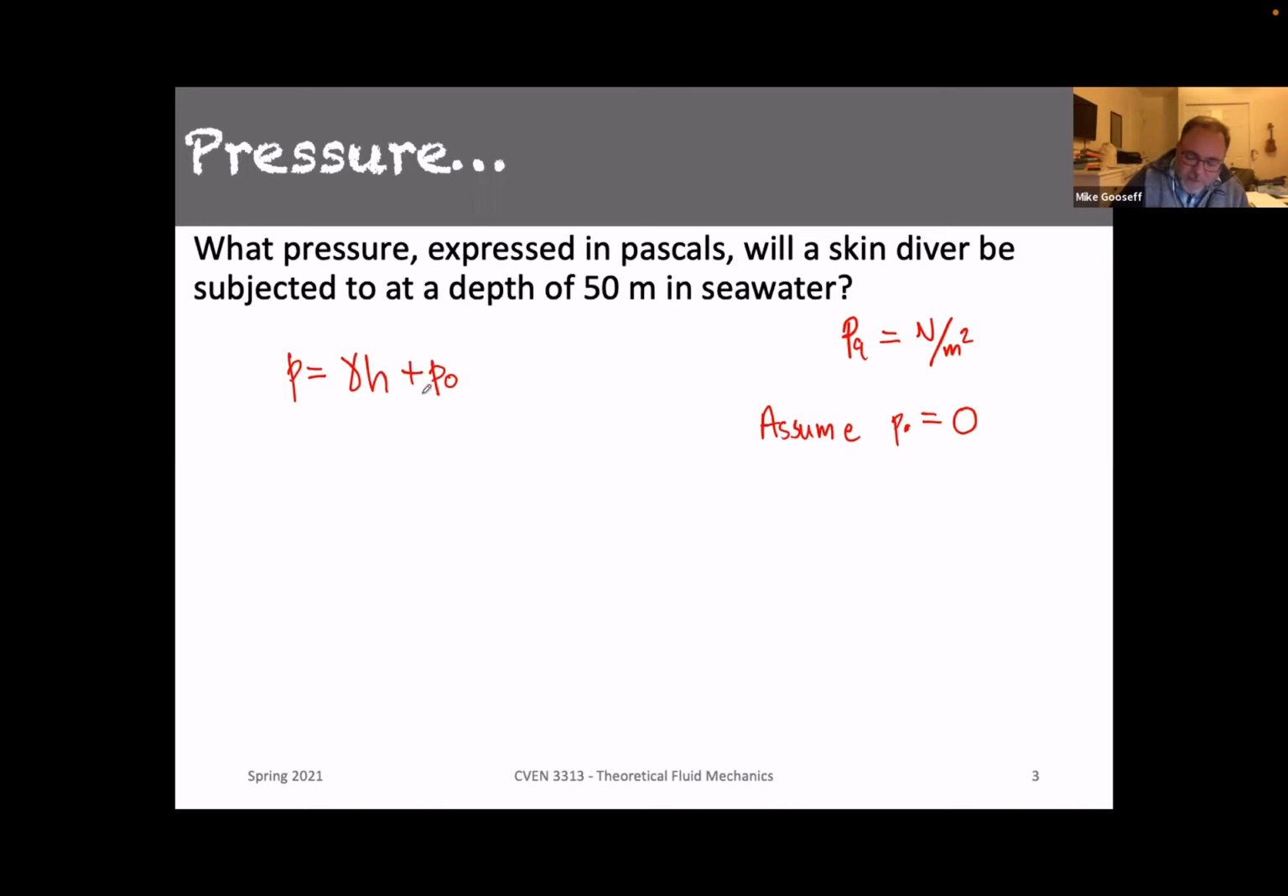If this goes to 0, then we have a very simple relationship here. The pressure at 50 meters is equal to, I'm just going to write this in and we'll look it up in a second, the specific weight of seawater, which I'll call gamma SW, times H, the depth that we are below the water surface.